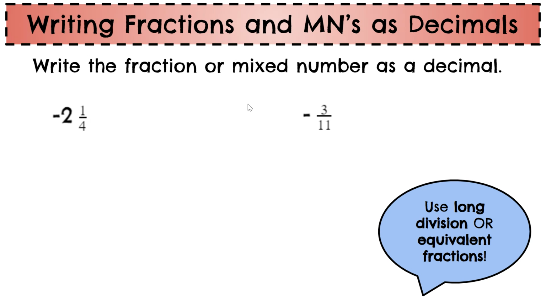For the second example, negative 3 11ths, 11 is not a factor of 10 or 100, so I have to use the long division rule. When I divide, I would put 3 on the inside of my division symbol, the dividend, and 11 on the outside, the divisor: 3 divided by 11. When I do that, I find that it comes out to be 0.272727 forever and ever and ever. So that is a repeating decimal, and I can put a line over the 2 and the 7 to show that it repeats.